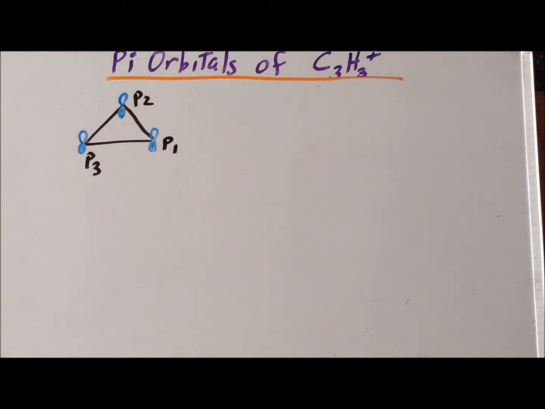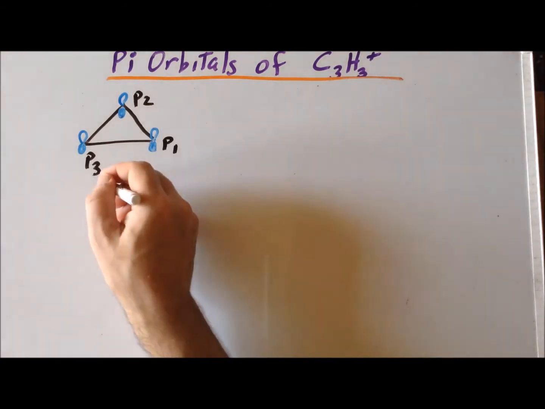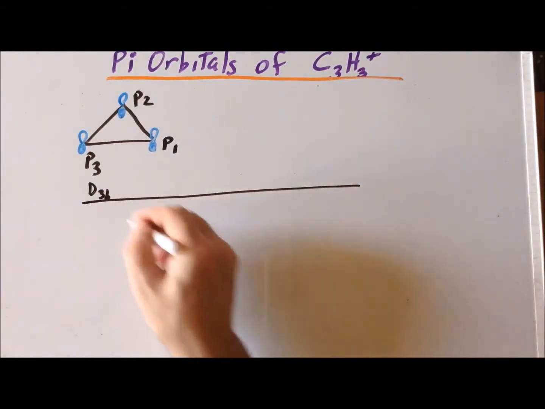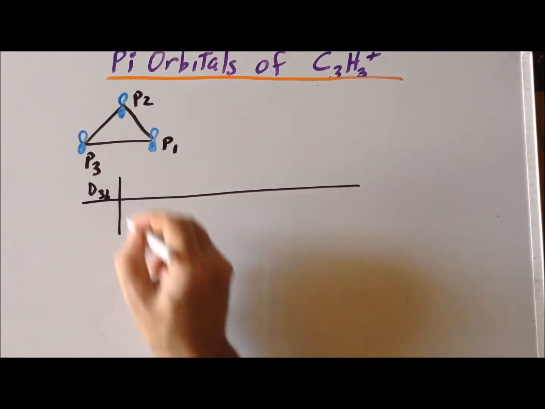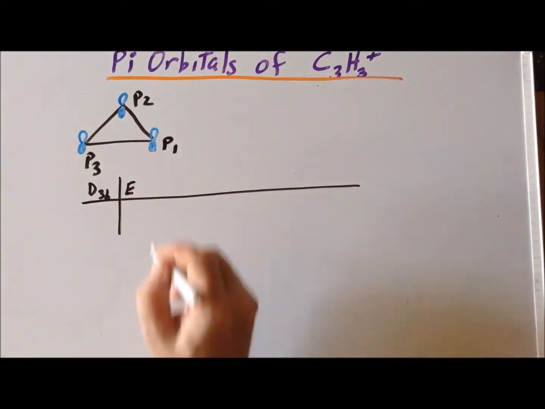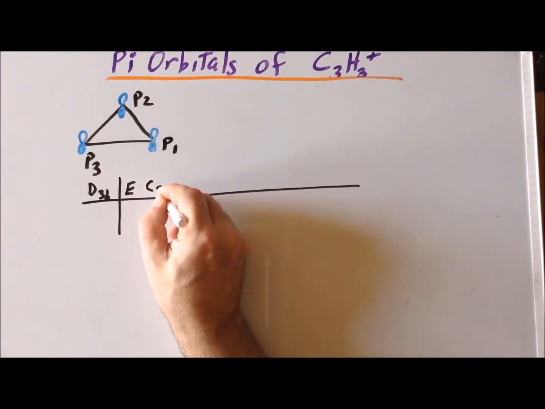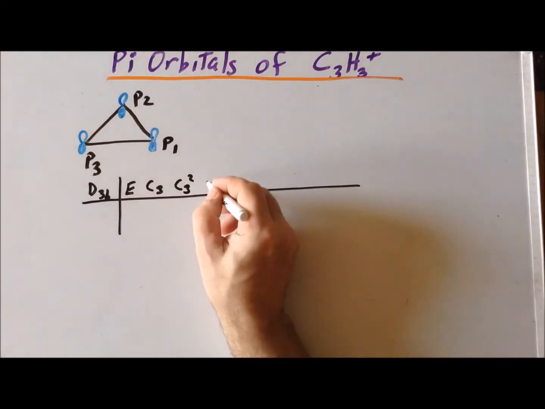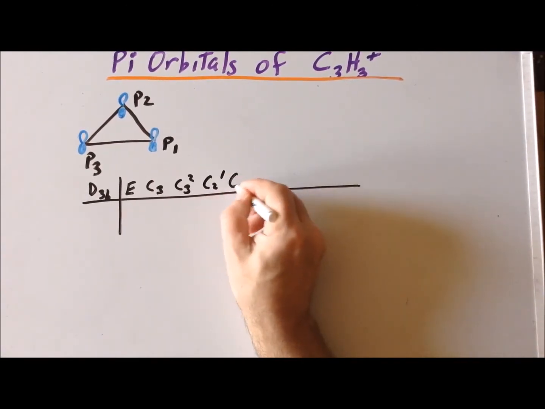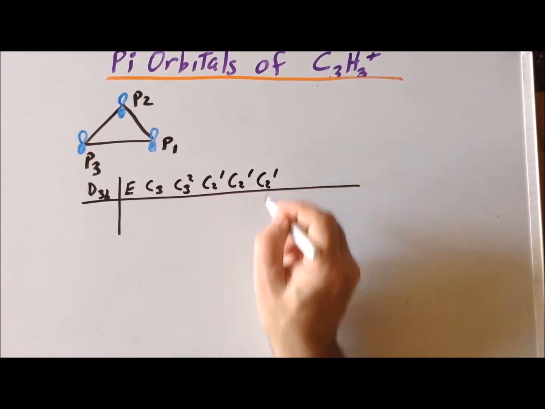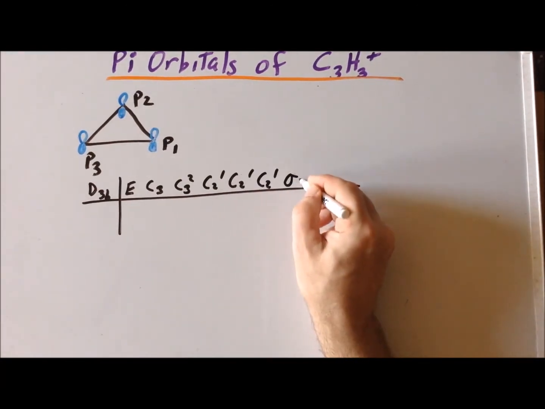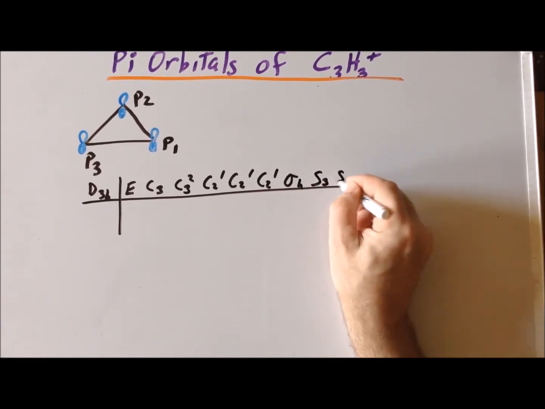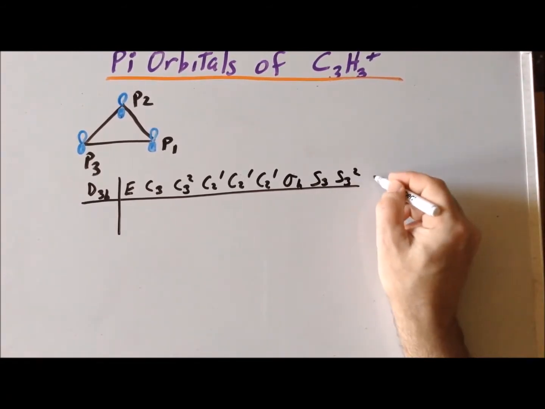To see what each of the molecular orbitals actually looks like, we need to construct a table. And in this table, we make a column for every single symmetry operation of the group, not just for each class. So since we have 2 C3s, we have C3 and C3 squared. We have 3 different C2 primes. We have sigma h, our horizontal mirror. We have 2 S3s. And we have 3 sigma vs.